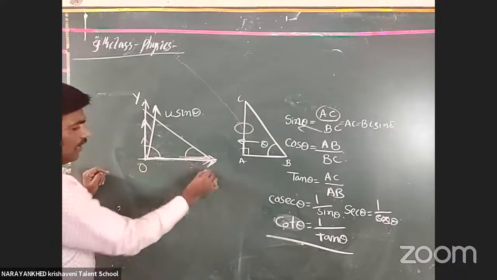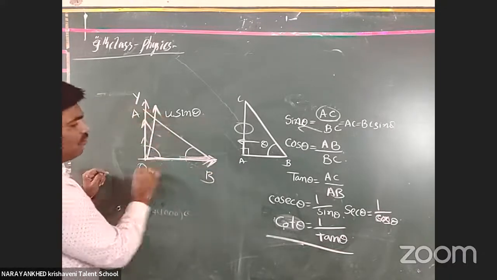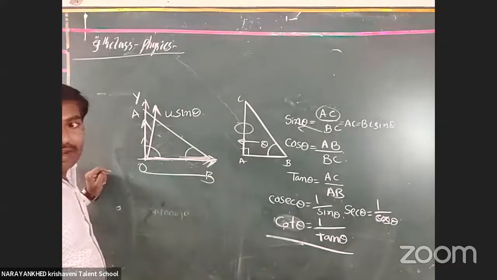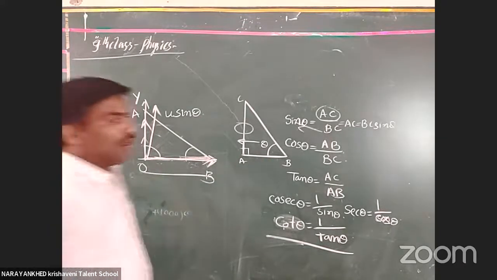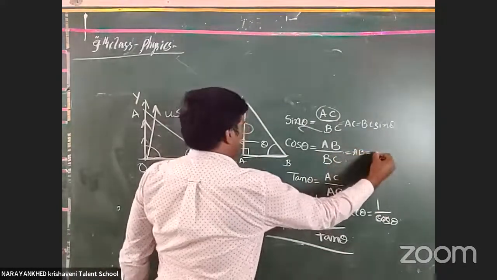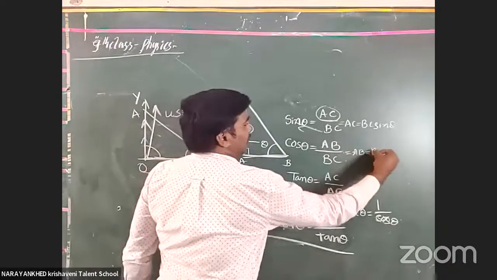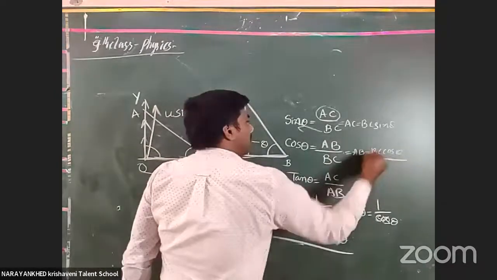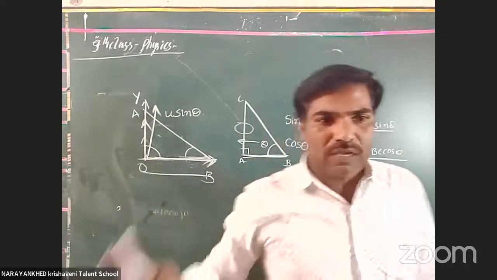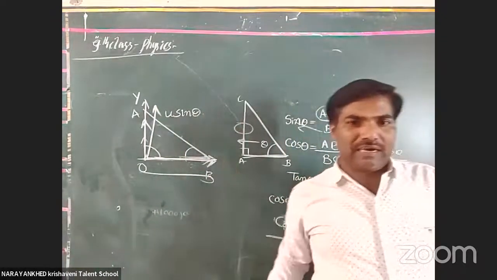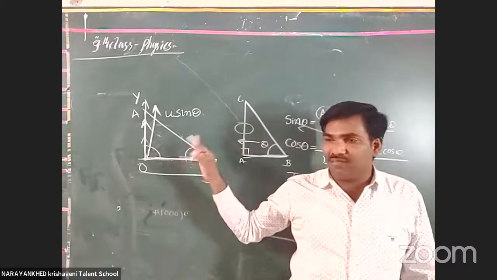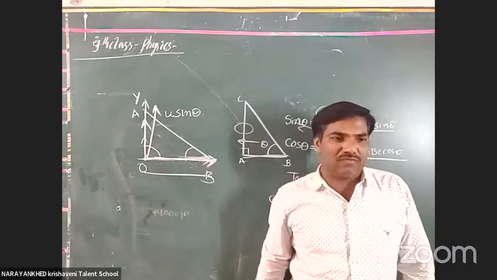There is O, B and A. OB becomes adjacent. How to find out adjacent? By the cos theta. Okay, clear or not? How do we find out AB? AB is equal to BC cos theta. What did you understand from this? If we want to find anything in a vertical mode, it will be taken as sin theta. Our velocity is a function of sin theta terms.